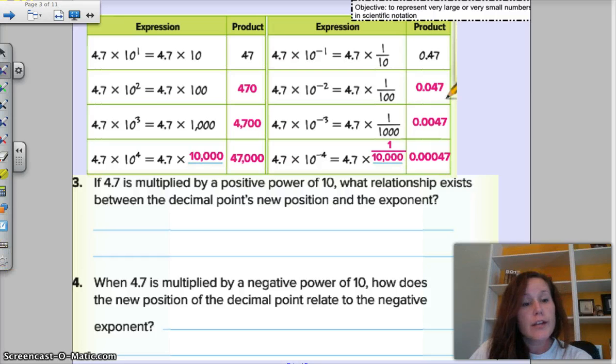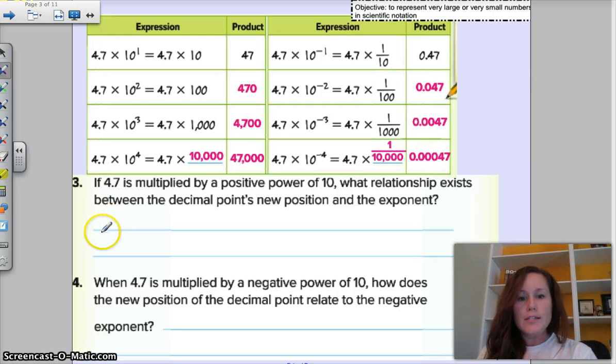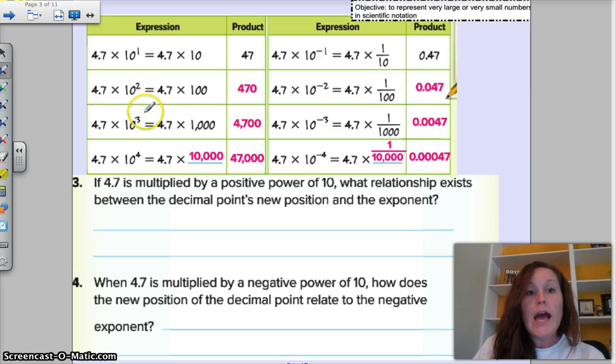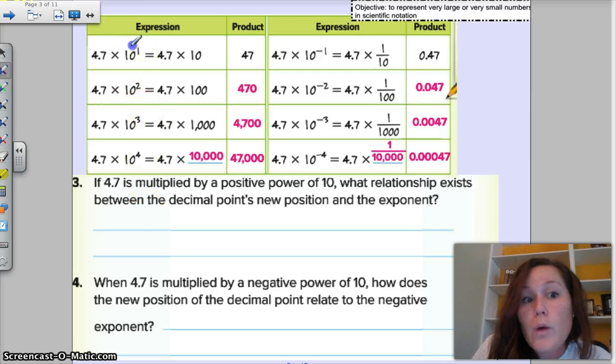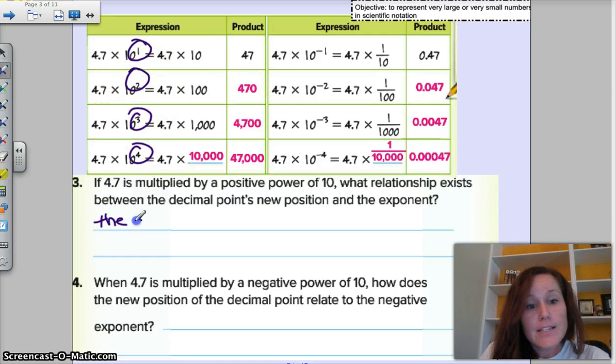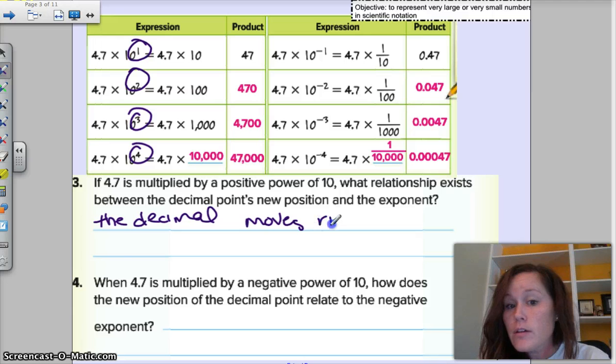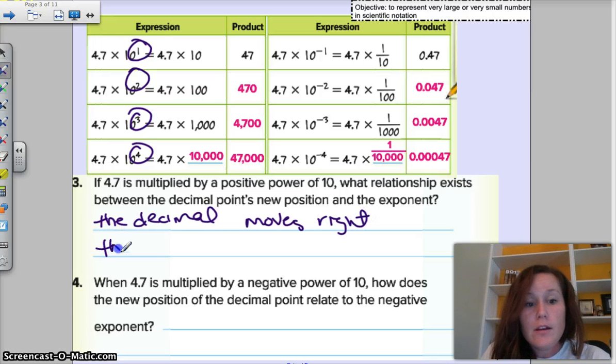My table is here for us to look at. Question 3 says, if 4.7 is multiplied by a positive power of 10, what relationship exists between the decimal point's new position and the exponent? So basically, guys, what's the relationship between how many places we moved the decimal point and what our exponent was here? Well, when it was 1 as an exponent, it moved 1 place. 2 as an exponent, it moved 2, and so on. So the decimal moves right when it's positive, the same value as the exponent.